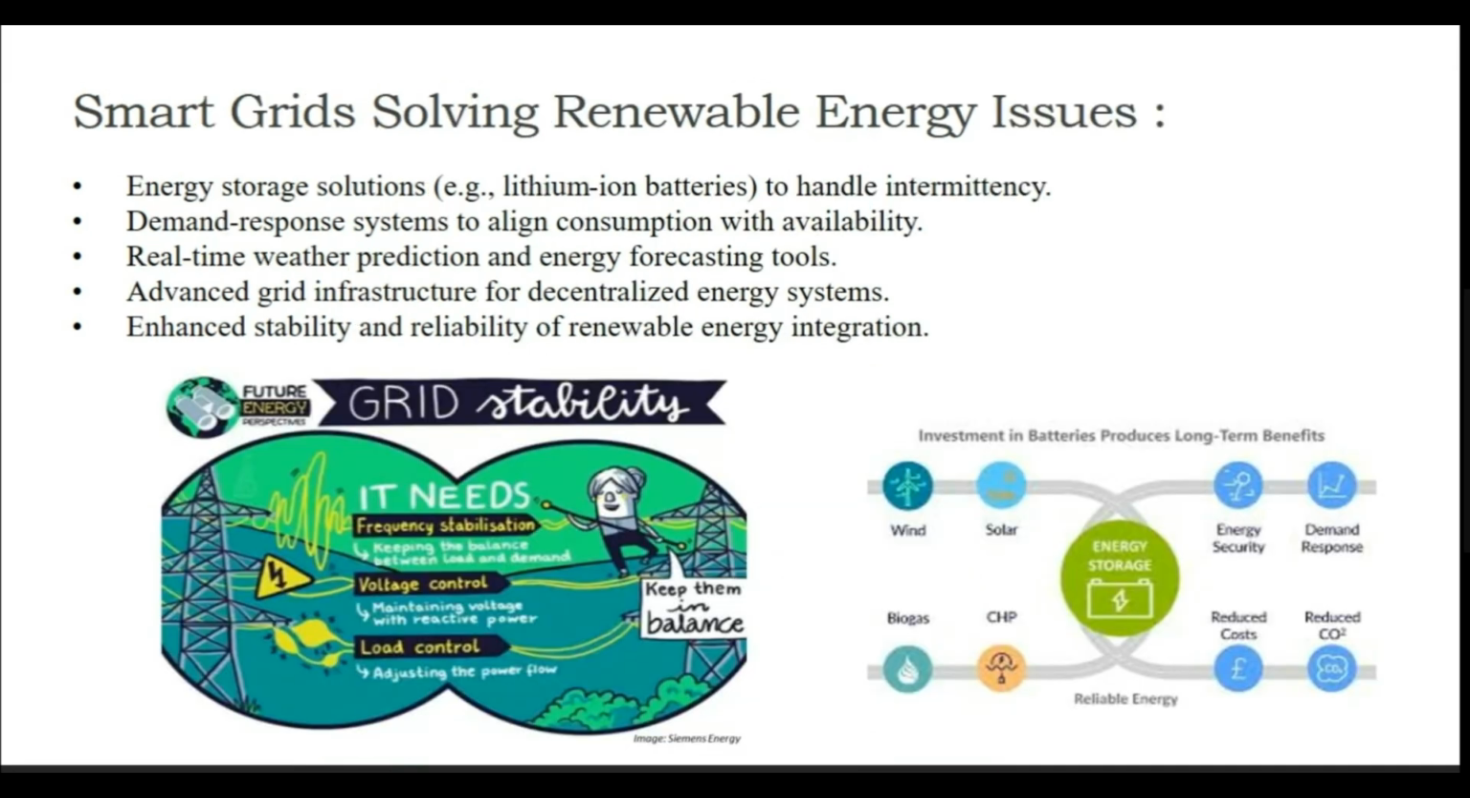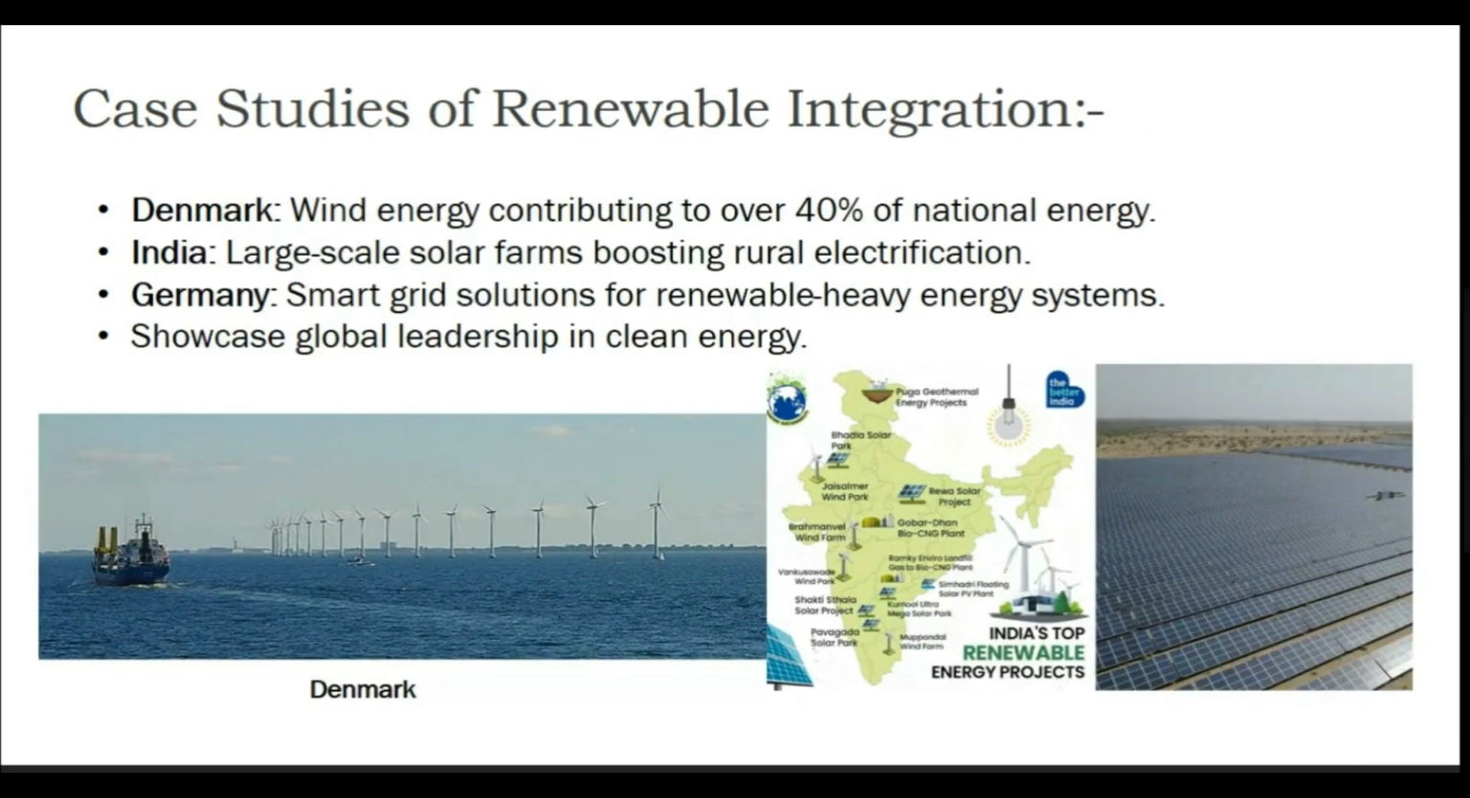Smart grids are solving these renewable energy issues. As it has intelligence, it automatically brings in a source or a capacitor or an inductor to nullify the effect of a reduction or an increase in power. So the smart grid is one of the solutions for the problems stated in renewable energies. Now, these are the case studies of renewable integrations: one in Denmark, and we have many in India, Germany, etc.